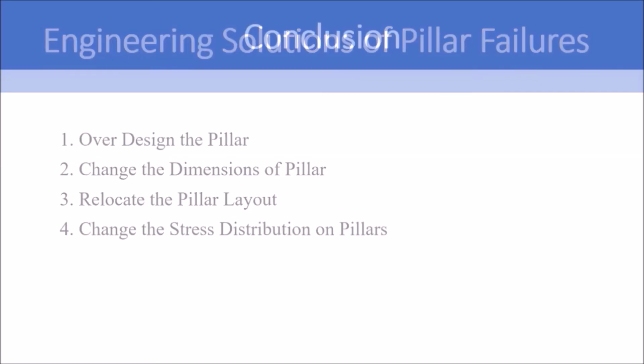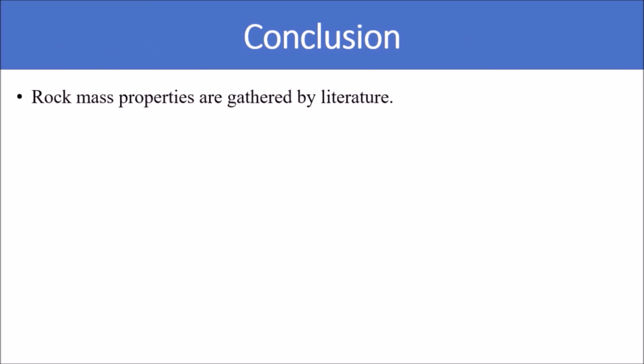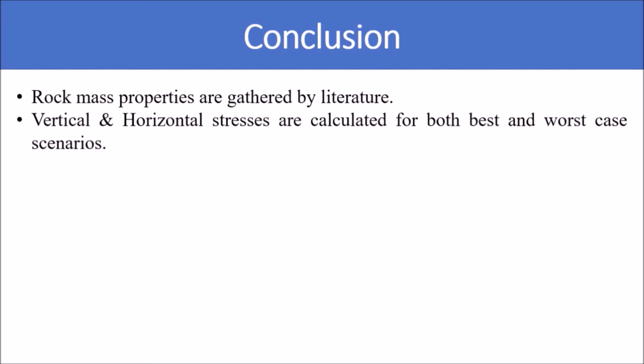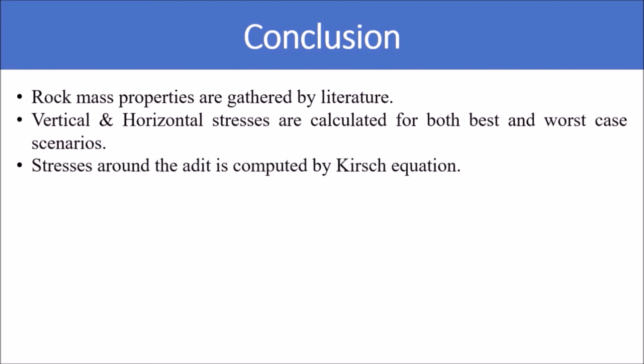And these are the conclusions. Rock mass properties are gathered from literature. Vertical and horizontal stresses are calculated for both best and worst case scenarios. Stresses around the edge are computed by the Kirsch equation. Arc shape is selected for the mine opening.